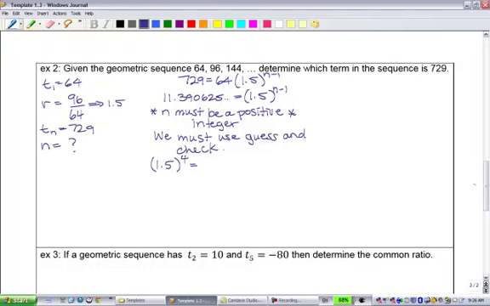Well, run 1.5 to the power 4 through your calculator. You get 5.0625, etc. This is too low. We need it to equal 11.39. Let's try again. Let's try something higher. 1.5 to the power 7.